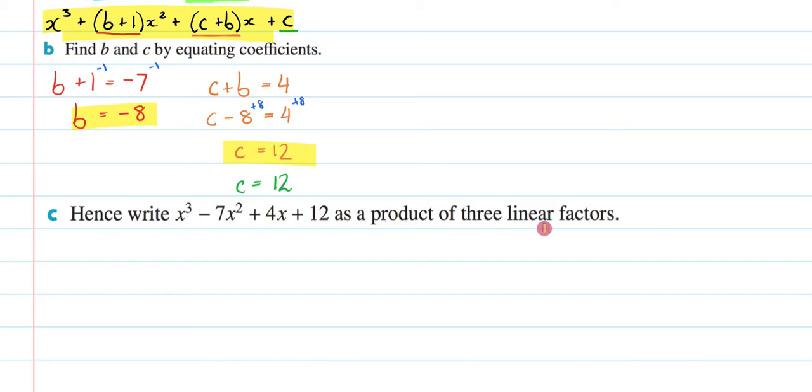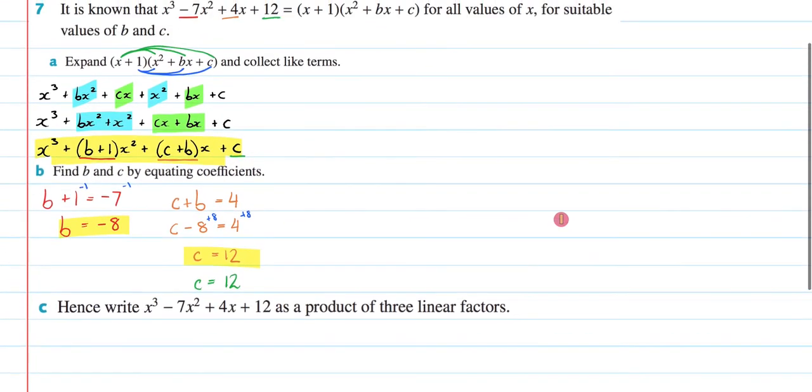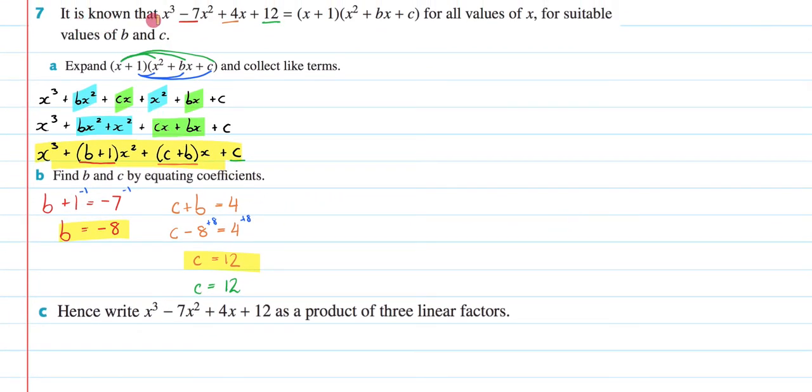We are now up to part C, which is asking us to do, hence write this polynomial as a product of 3 linear factors. Let's come back and look at C here, where it says, it is known that this polynomial is equal to x plus 1, this polynomial. We know that x plus 1 is a factor of this polynomial because we don't have a remainder on the end. So that means that we're halfway there. And the fact that they've already given it to us means that this x plus 1, we can just simply write it down. We've got x plus 1.